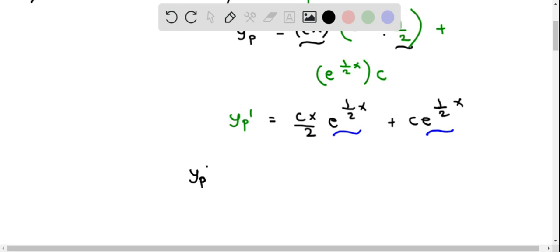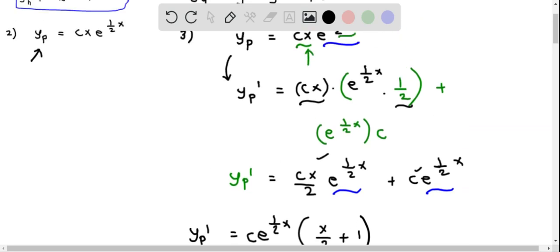So we have yp prime, and this equals e power half x. And when we factor e power half x, in fact, we can factor the c e power half x. So let me put the c also here. And when we factor the c e power half x, the first term we are left with x by 2, and in the second term we are left with 1. So this is the simple form of yp prime.